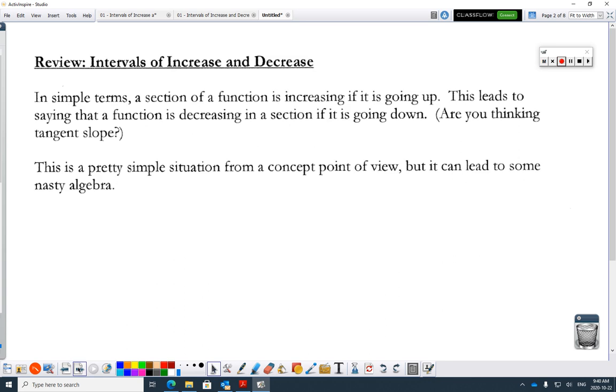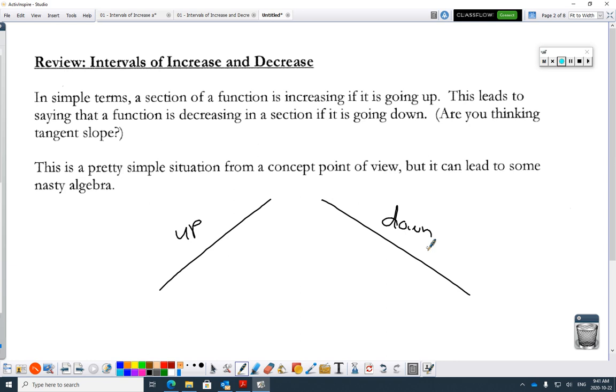Review. Intervals of increase and decrease. In simple terms, a section of a function is increasing if it's going up. Hopefully that's not confusing anymore. It is to the grade 9s because when I put my arm up like that, or I draw a line and say, oh, that's going up, they go, well, yeah, but it's going down this way. Because they don't have all the technical experience you have to say, well, usually when we go left to right it is time, right? So left to right means this is up, even though I know that's down. So this is, we say up, and this is, we say down. We won't get hung up on the relative meaning of up and down. We'll just say, okay, increasing, decreasing.